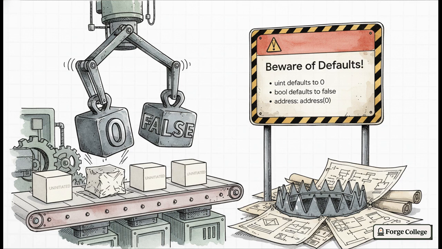Now, why does this matter? Well, think about it. If you use ID number 0 as a valid ID in your system, you have literally no way to tell the difference between a brand new unassigned member and actual member number 0. You must explicitly check and initialize your variables so these silent defaults don't accidentally completely break your application's logic.